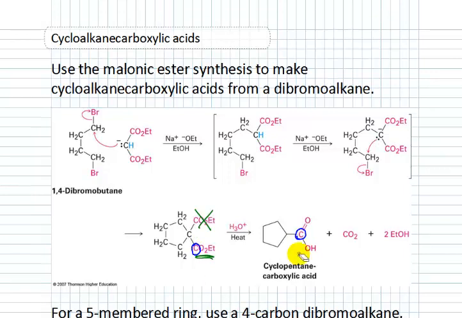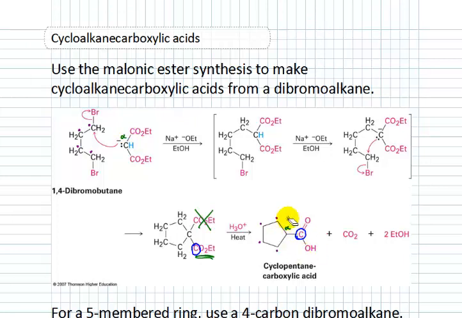So we made a 5-membered ring here, so we used a 4-carbon dibromoalkane. Right? Why is that? Let's trace these 4 carbons from the dibromoalkane into the product. Right? They're the 1, 2, 3, 4 secondary carbons in the ring. The carbon in the ring attached to the C double bond OH is the original alpha carbon from the diester. Okay. So that's how you follow it along.